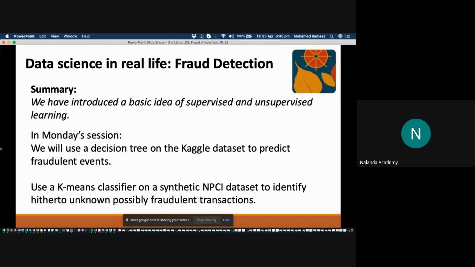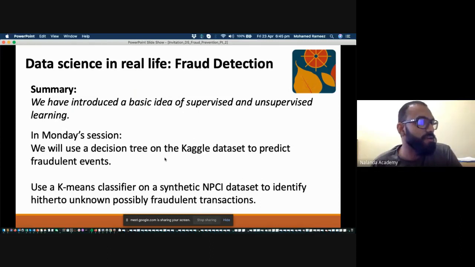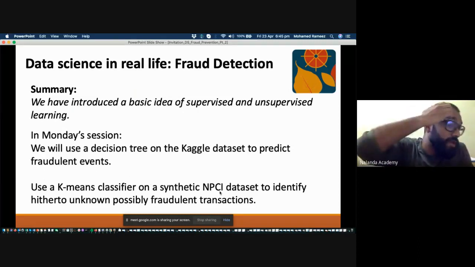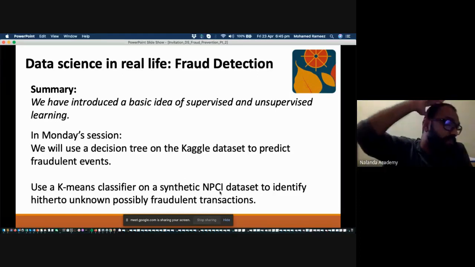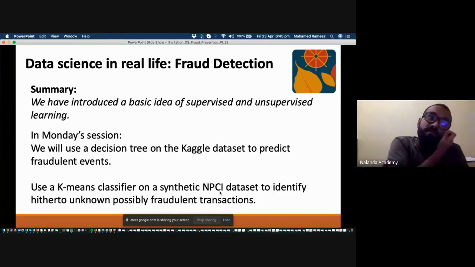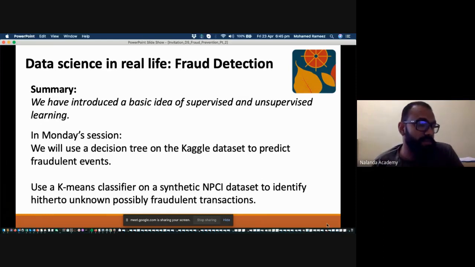So we understand the ideas such as overtraining, overfitting, etc. that I already introduced. And then we will use a k-means classifier on a synthetic data set that emulates transactions of the National Payments Corporation of India to identify, because this data set does not have labels, hitherto unknown but possibly fraudulent transactions. So this is what we plan to do for Monday.